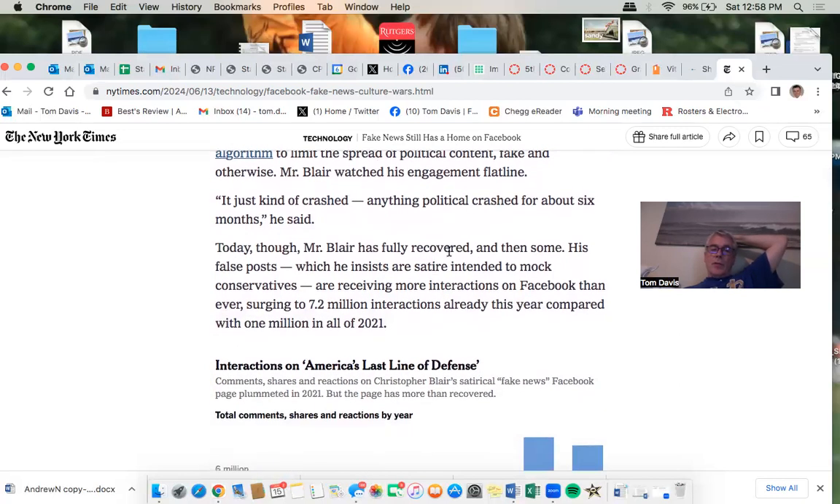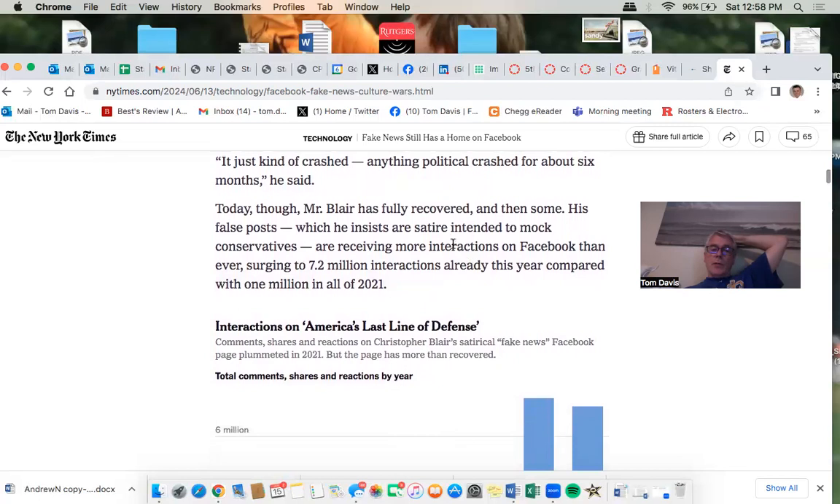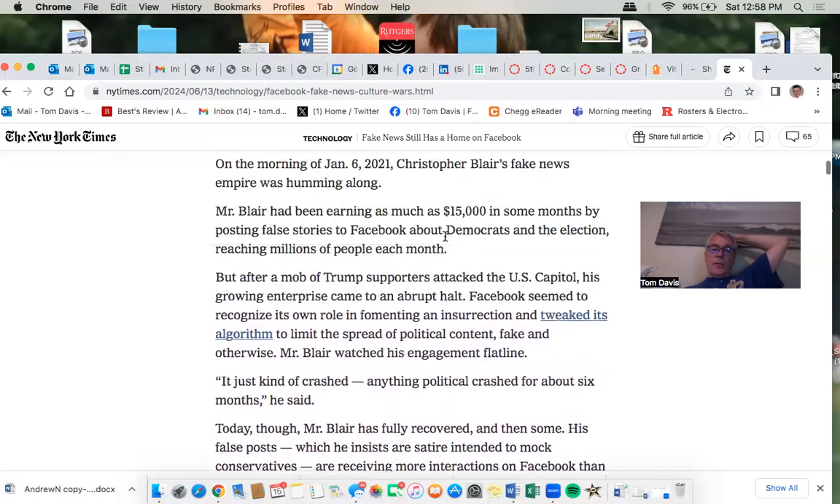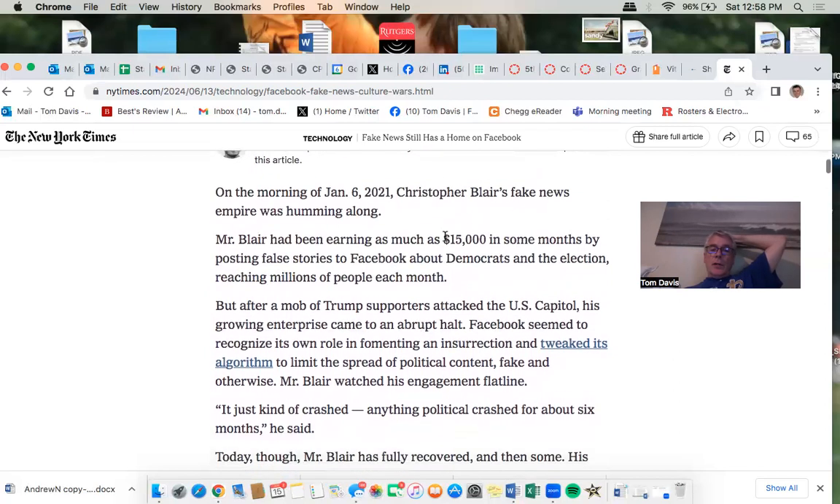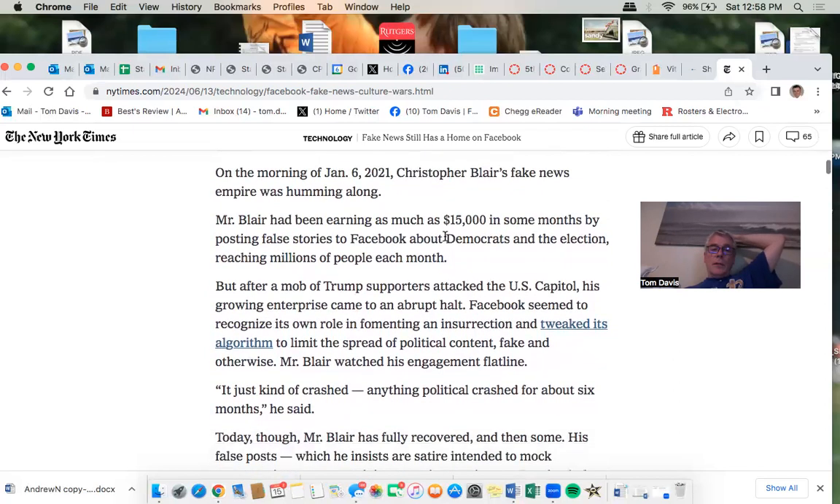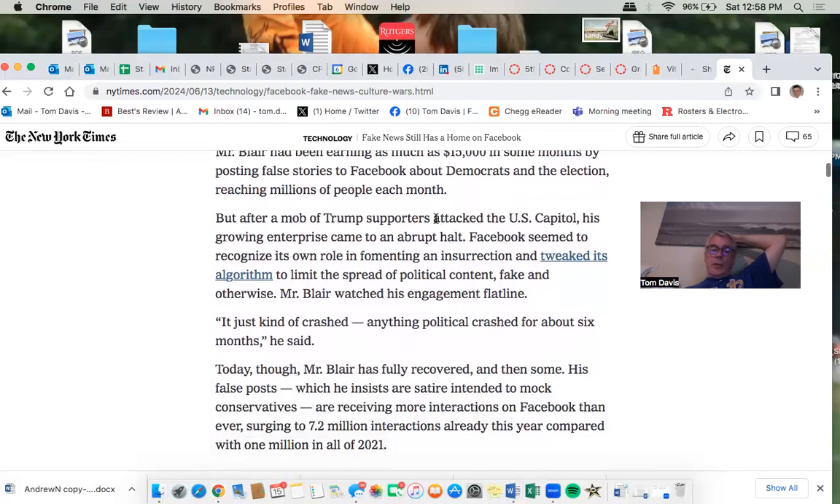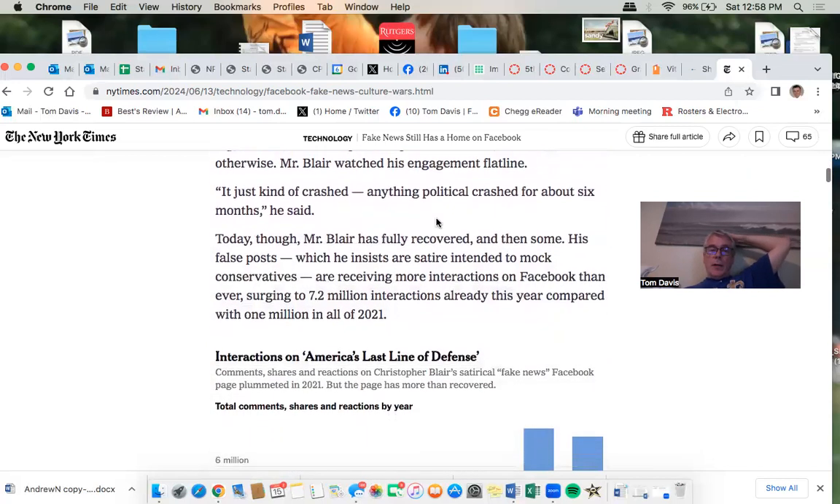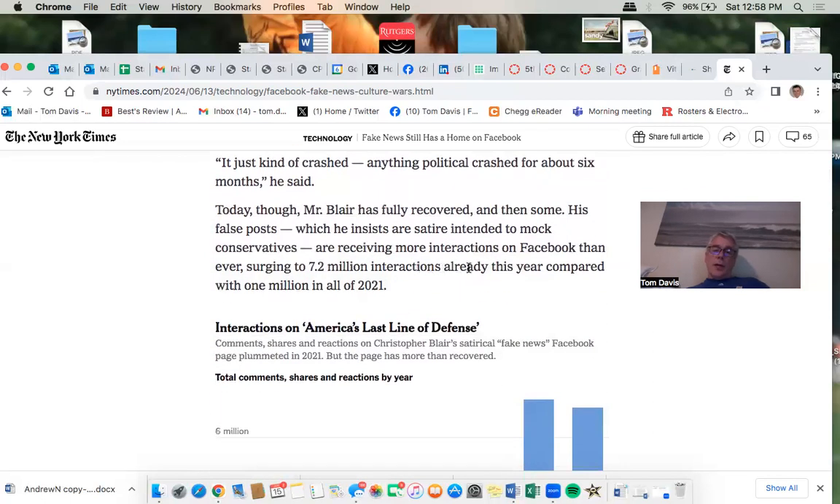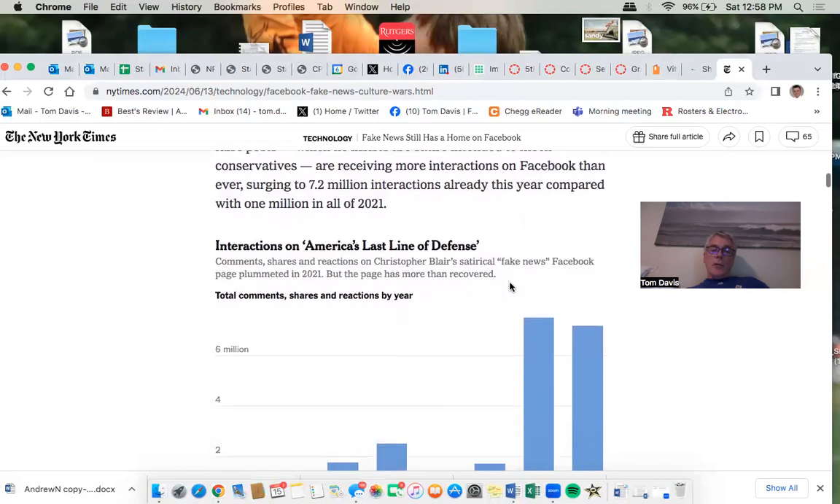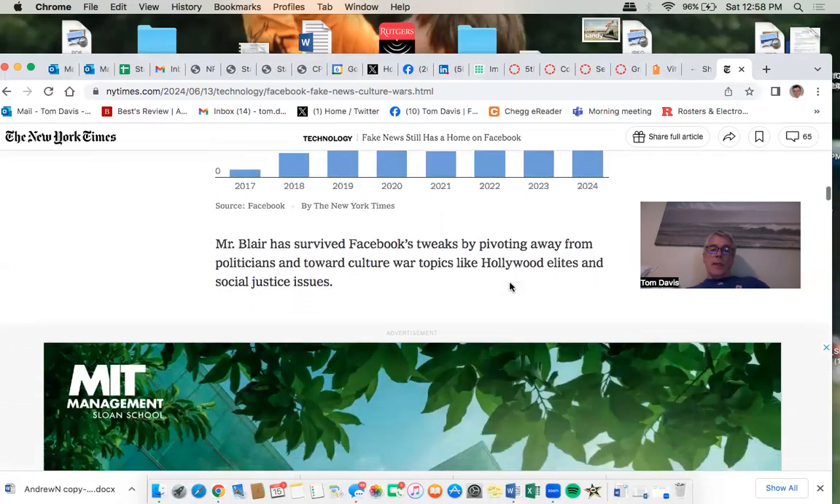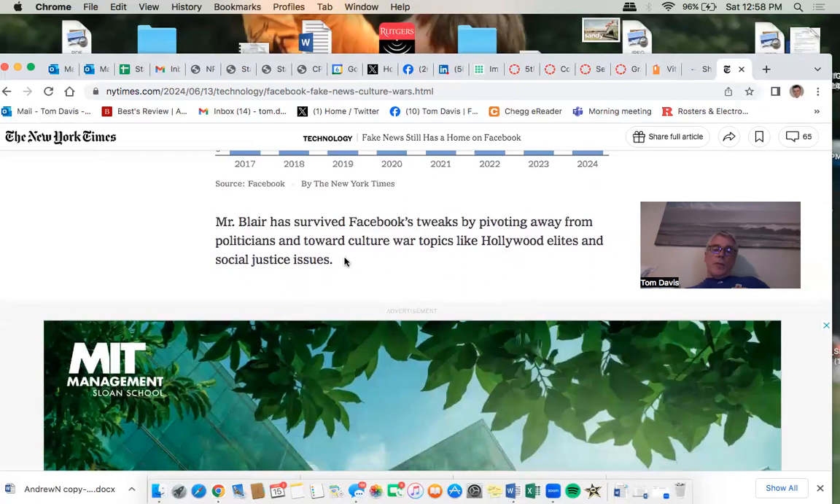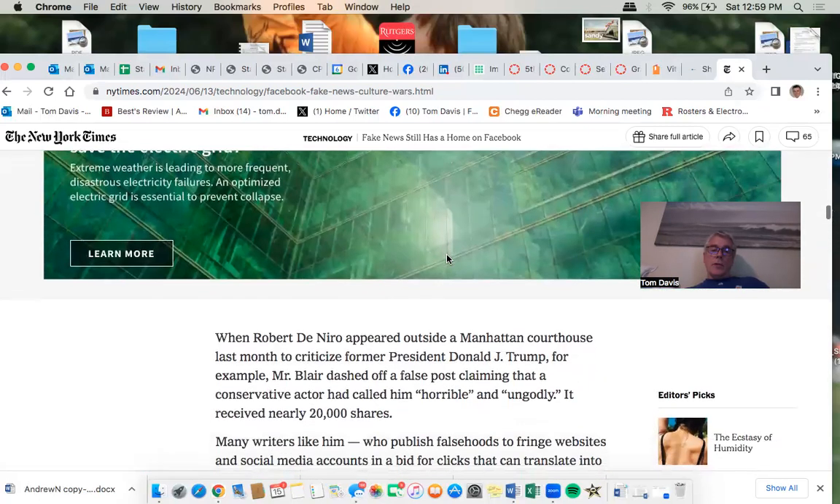Today, though, Mr. Blair is fully recovered and then some. His false posts, which he insists are satire intended to mock conservatives, so he's gone in a different direction apparently. He went from basically helping foment the insurrection to now mocking Republicans. Receiving more interactions on Facebook than ever, surging to 7.2 million interactions already this year, compared to 1 million in all of 2021. He's done it by pivoting away from politicians and toward culture war topics like Hollywood and social justice issues.